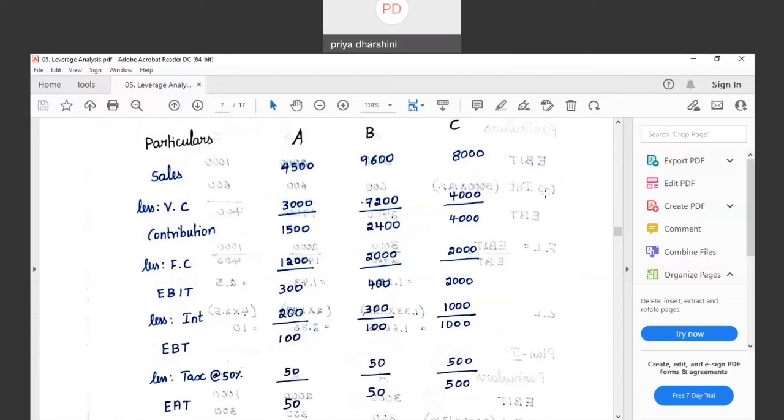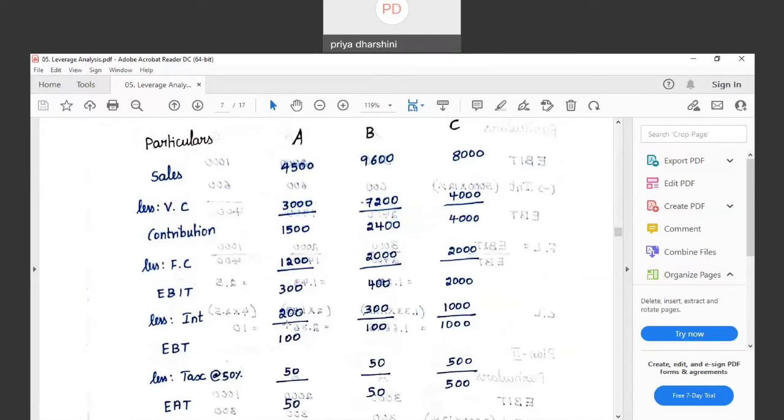So how are you going to develop or find those values and post them in the income statement? This is the solution. First, write the income statement. Sales minus variable cost is contribution, minus fixed cost is EBIT, minus interest is EBT, minus tax at 50% will give you earnings after tax. How much is interest? Interest is given as 200.